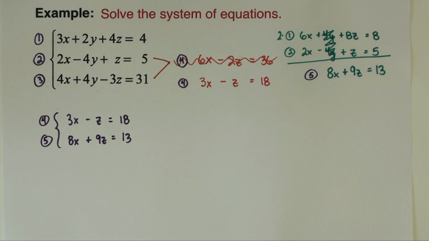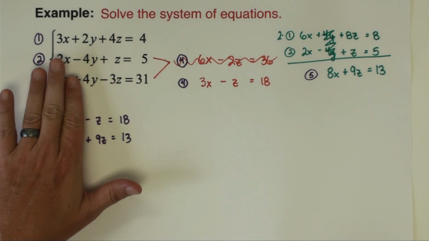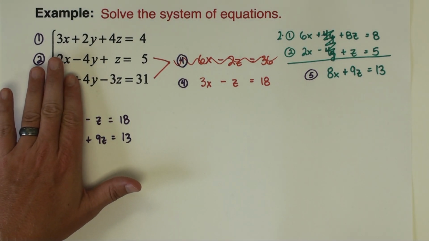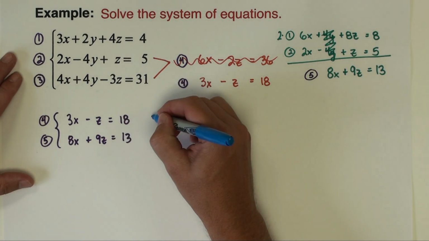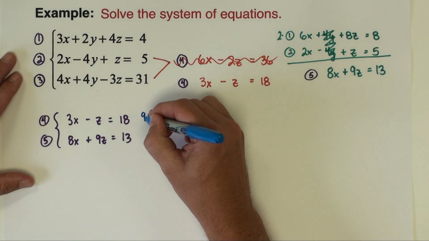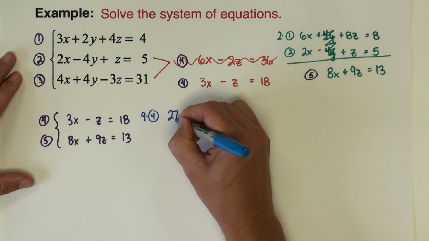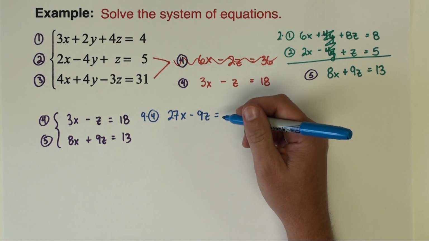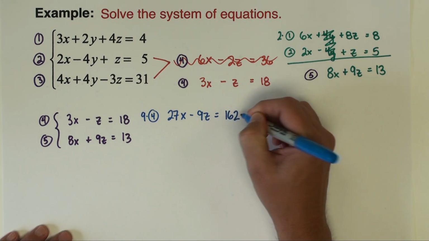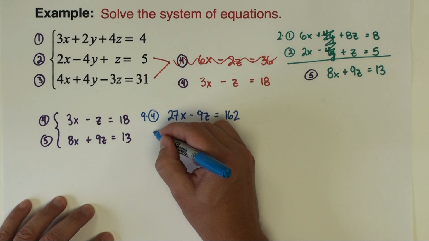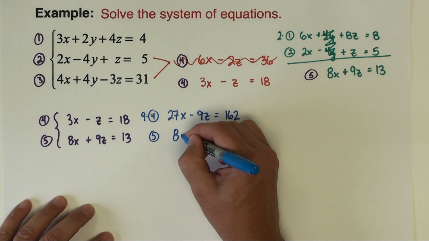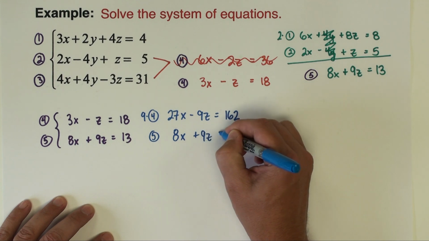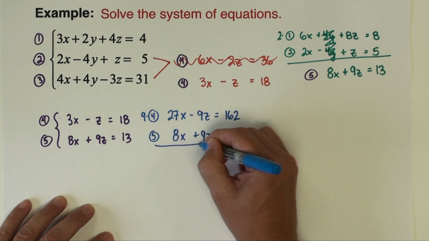All right, moving forward with this, what can I do? I'm going to go with the z's, and I'm going to make those be negative 9 and positive 9. So I'm going to take equation number 4 times 9, which gives me 27x minus 9z equals, and then 9 times 18 is 162. And then we need equation 5, which is 8x plus 9z equals 13.